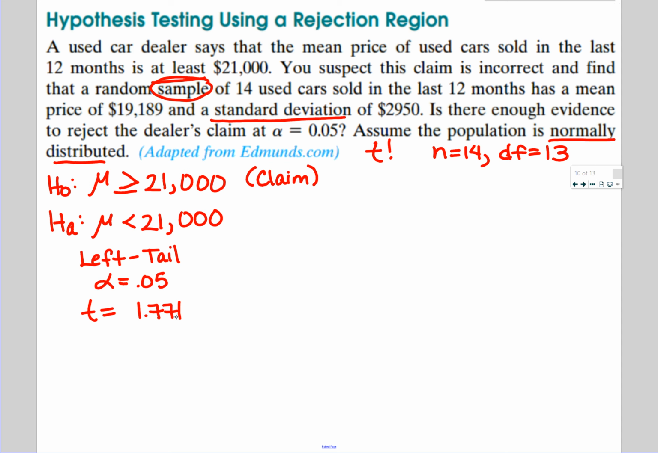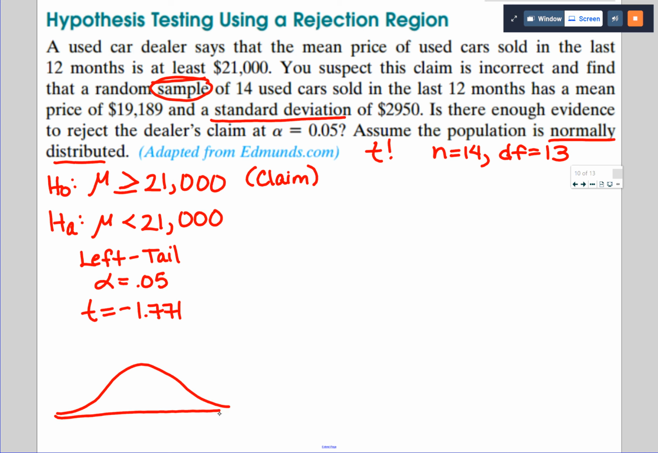Do I need to add anything to this one? If it's on left tail, you're going to have to put a negative in front of it. It's on the left side of my curve. Right tail, you don't have to add anything. And then two tail, you just put the plus or minus. So then you can sketch that. Here's my rejection region.